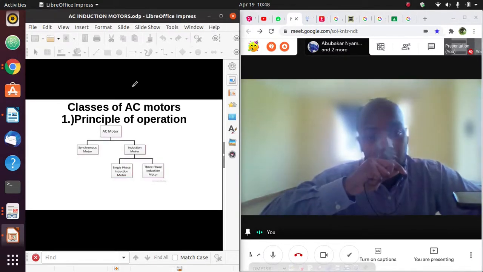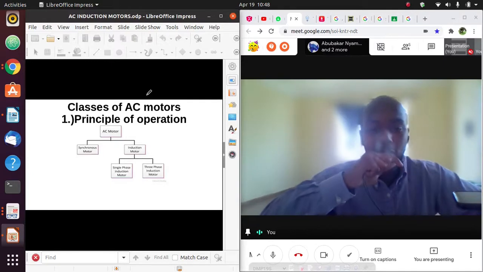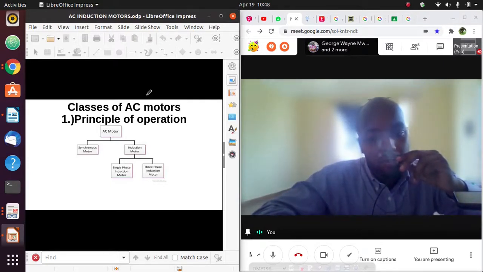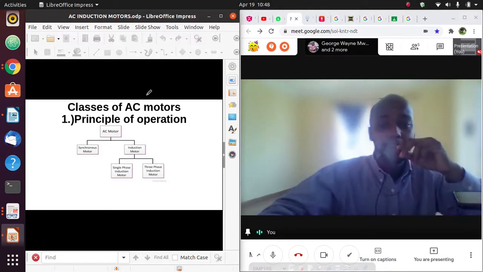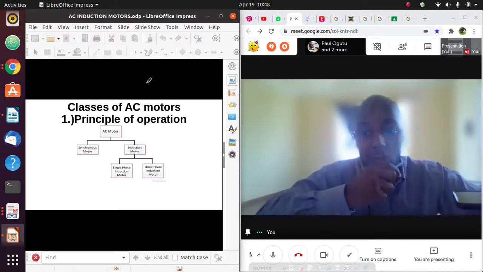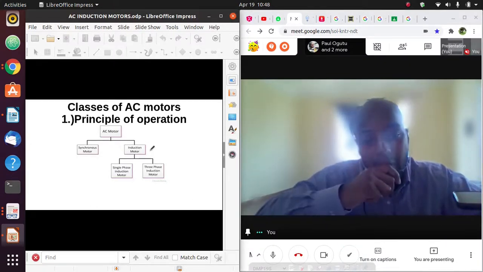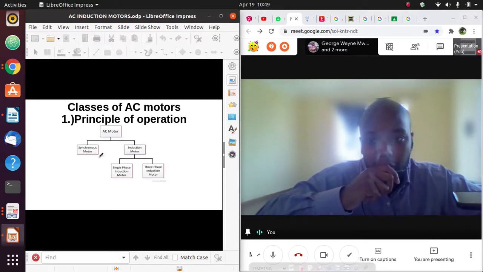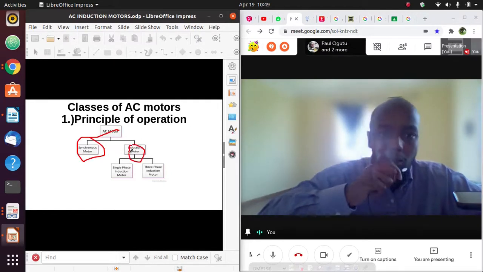Now, AC motors are usually classified into 4 major categories. And the first one is the principle of operation. According to how they operate, we can have either a synchronous motor or an induction motor. But in this topic we are going to be dealing mainly with induction motors. According to the principle of operation, we can have a synchronous motor and we can have an induction motor.